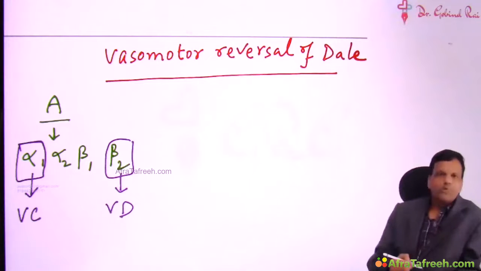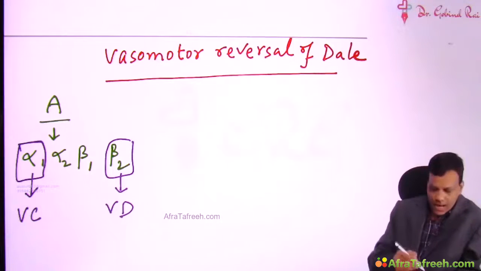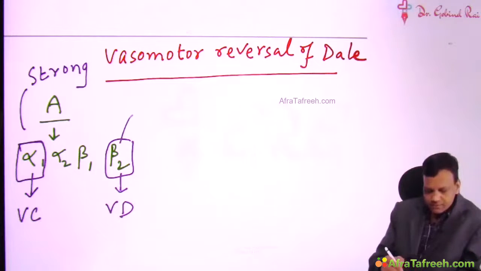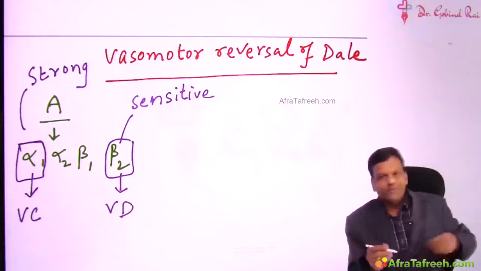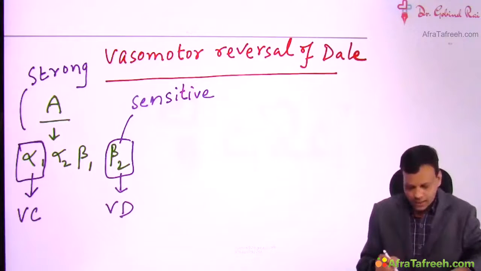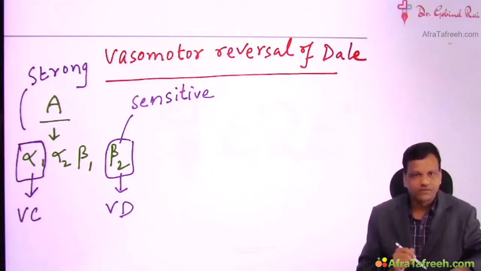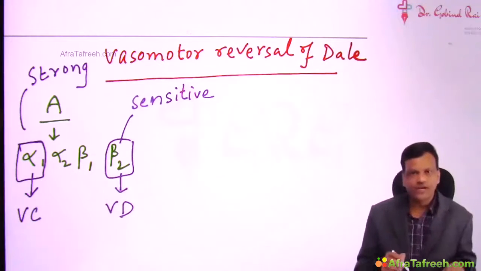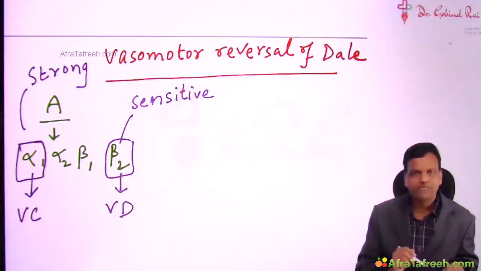Now one more important thing to remember is that the alpha 1 receptor is a strong receptor, whereas the beta 2 receptor is a sensitive receptor. What is the meaning of this? Beta 2 is sensitive, which means even if we give a low dose of adrenaline, it can stimulate beta 2. But that low dose cannot stimulate alpha 1. So alpha 1 requires a high dose. So when we give a high dose of adrenaline, both beta 2 and alpha 1 will be stimulated.